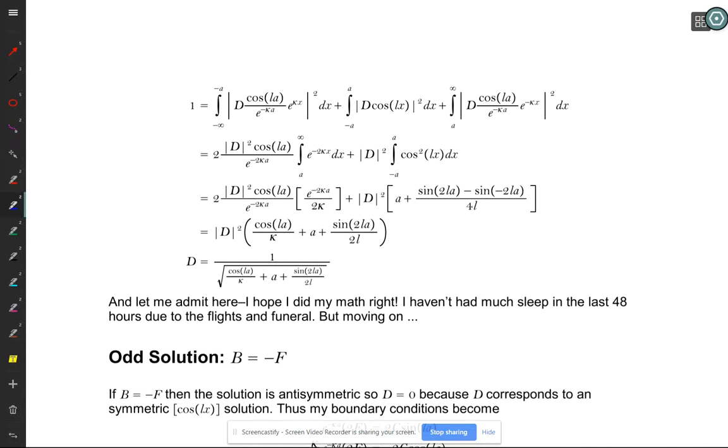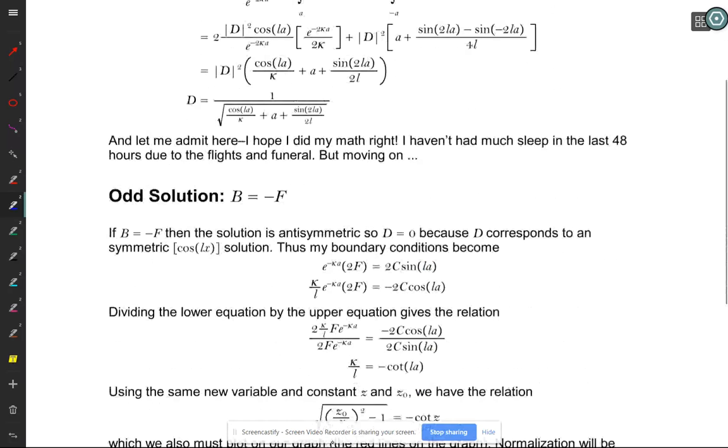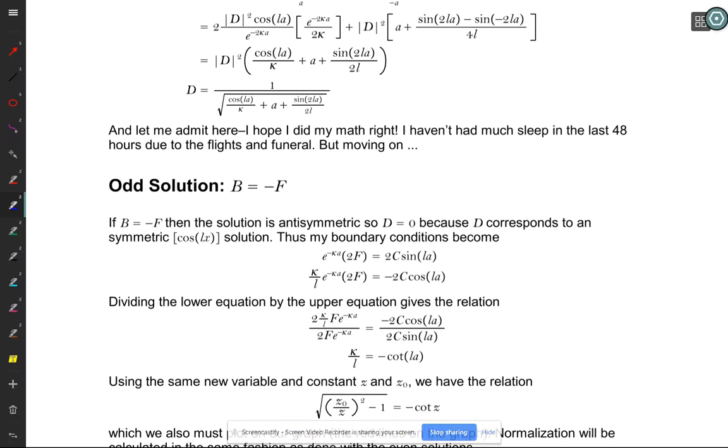But the way we do the math for any finite particle in a well is the same as what you did here. Yes. We changed the V0 and we changed the A, and the N. And let me admit here, I hope I did my math right.